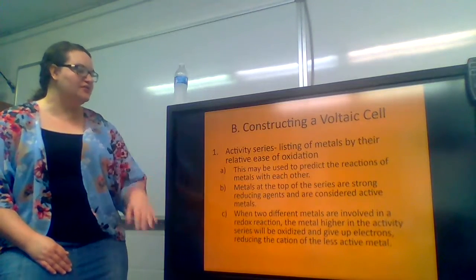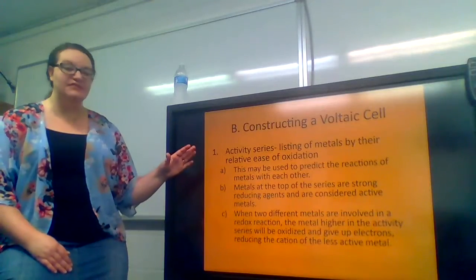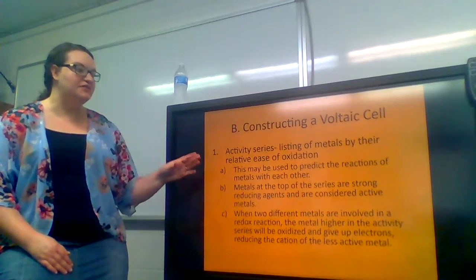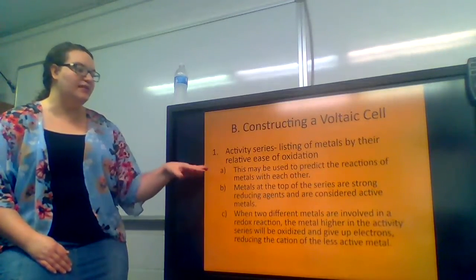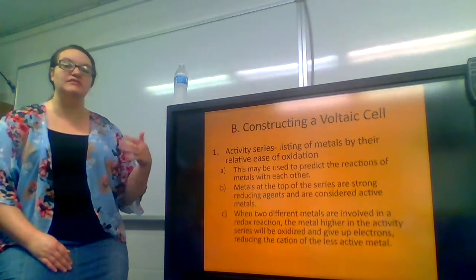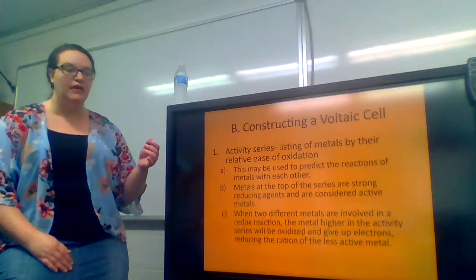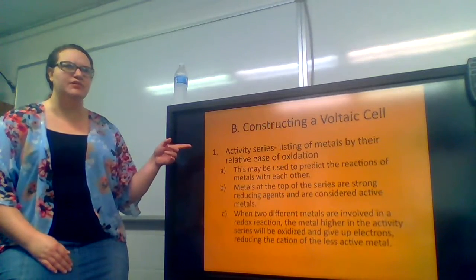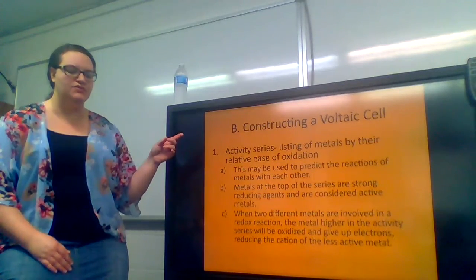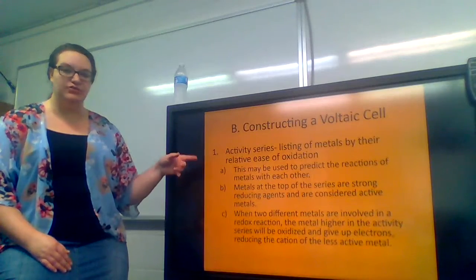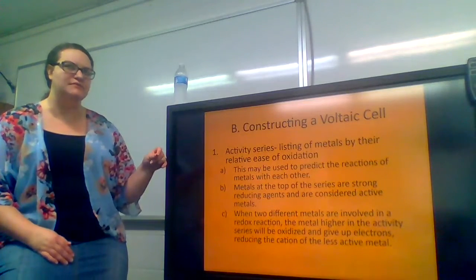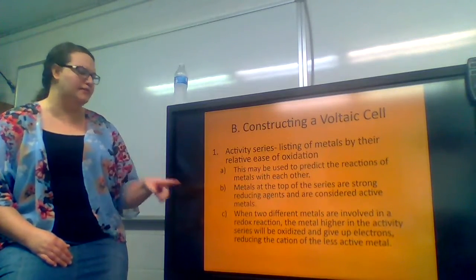So constructing a voltaic cell, the first thing you need to look at is the activity series. Now the activity series is a listing of metals by their relative ease of oxidation. How easily are they oxidized? How easily do they give up those electrons, okay? You can find this list in your textbook shortly after section 3 of chapter 16 begins. I can't remember what page exactly.